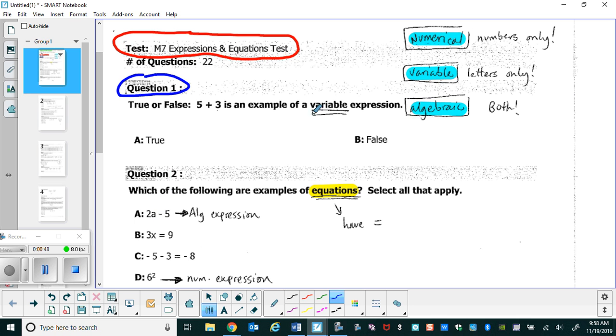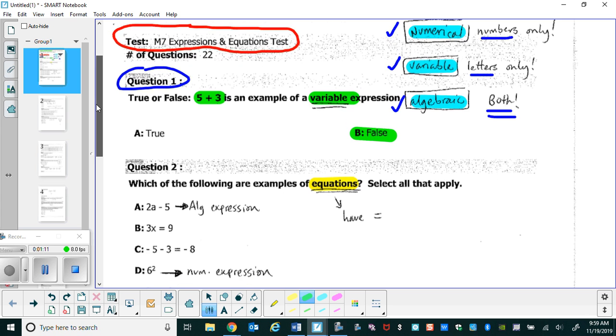For the very first one, I wanted to remind you guys that we have 3 types of expressions: numerical, variable, and algebraic. Numerical is if it's numbers only, variables would be letters only, and algebraic is both. So for the very first question, it's true or false. And let me get my highlighter here. So is 5 plus 3 a variable expression? No, not at all. 5 plus 3 would be a numerical expression, okay?